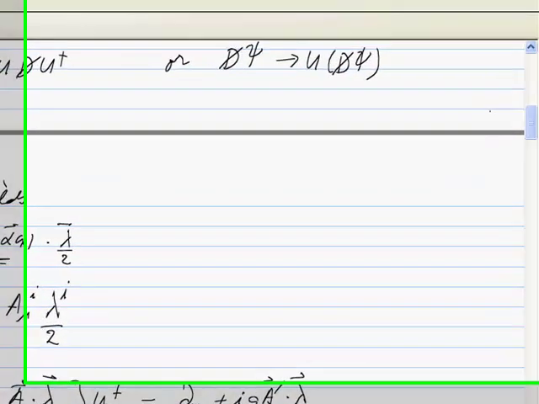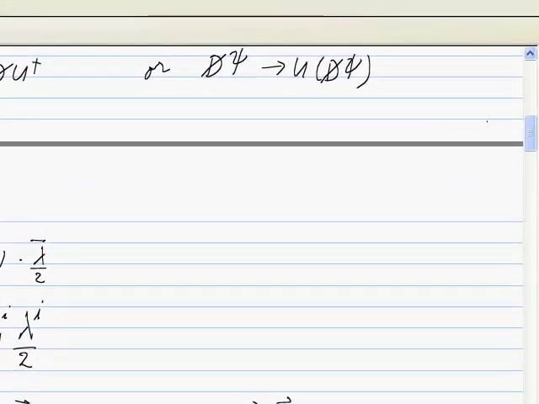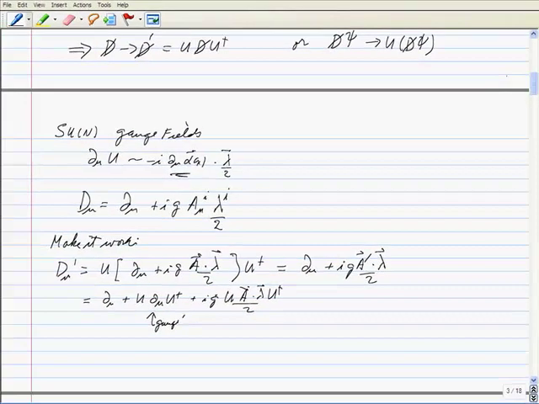So we see two things. In the U(1) case, U was just a phase that went right through the gauge field. Here that's no longer the case. This contains a lambda matrix, and the lambda matrices don't commute. So we have two terms: we have a gauge transformation term, and we have a rotation.